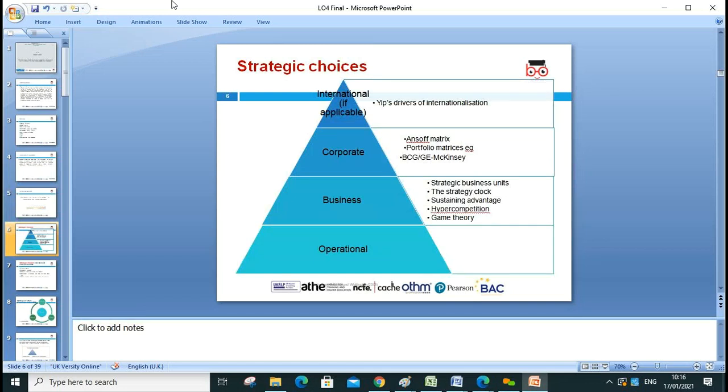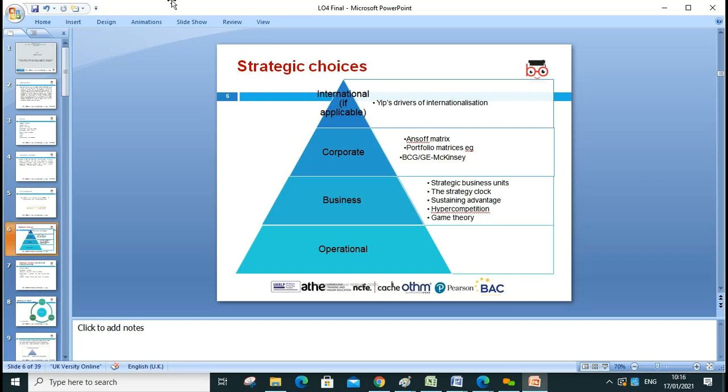We discussed strategic choices in our last lesson as well, which this lesson is also linked with. We discussed operational level strategies. Operational means day-to-day marketing, HR, finance. These are all operational levels. Then business levels can be strategic business units. We did not really touch on them, but we learned about SBUs. The strategy clock, which we'll go through today. Sustainable advantage, we discussed how we can create it. Hyper competition means very high competition. Game theory is part of today's lesson as well.